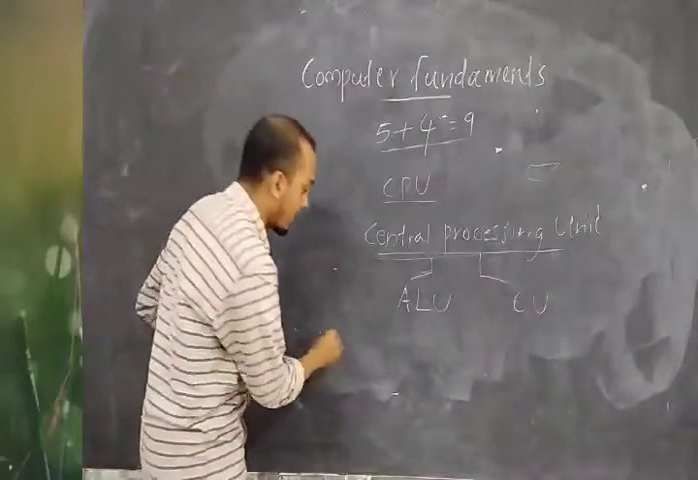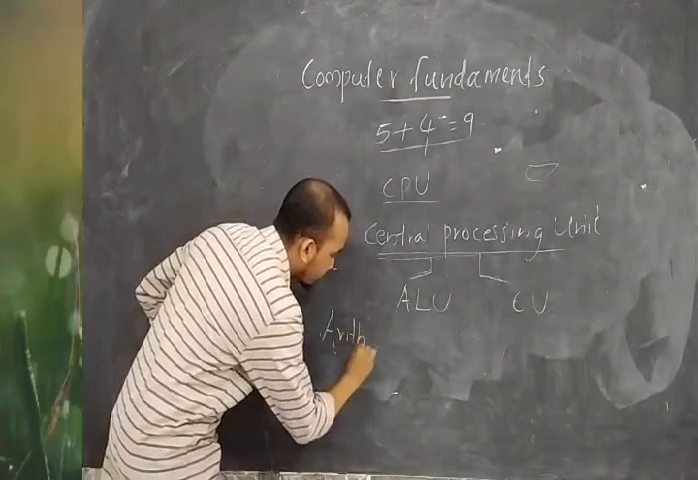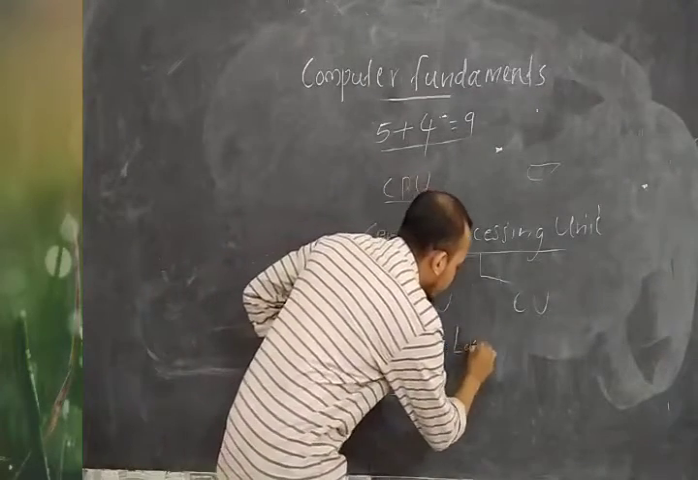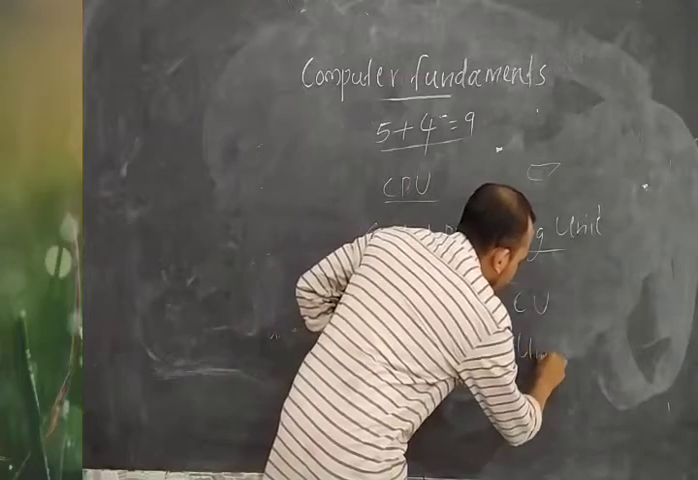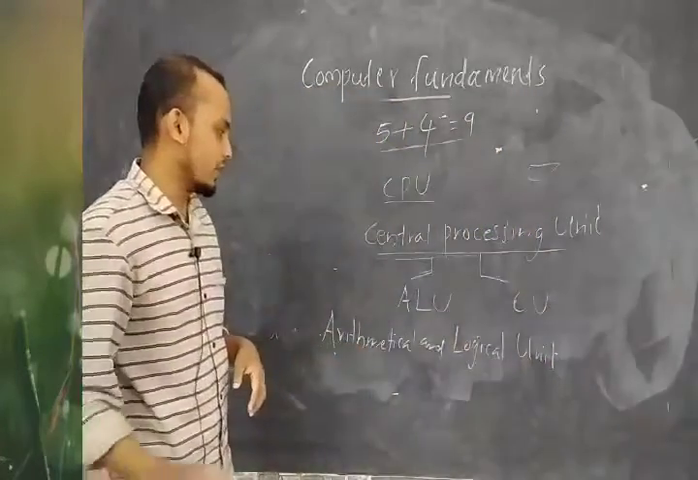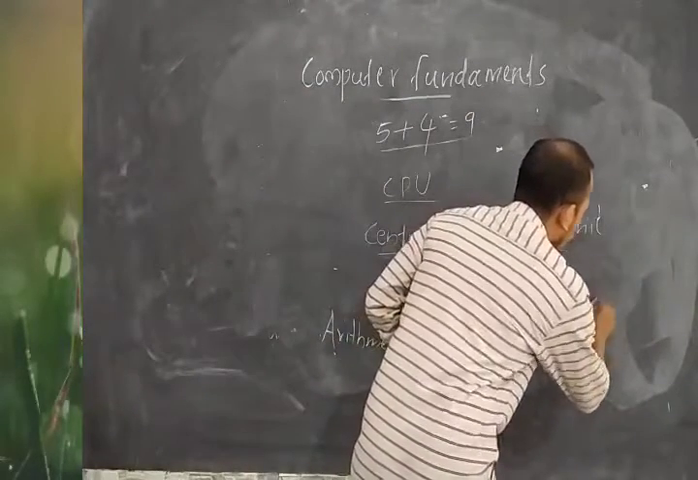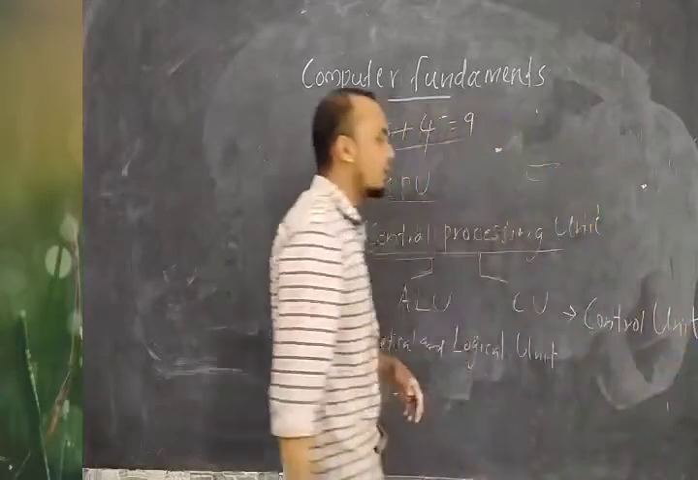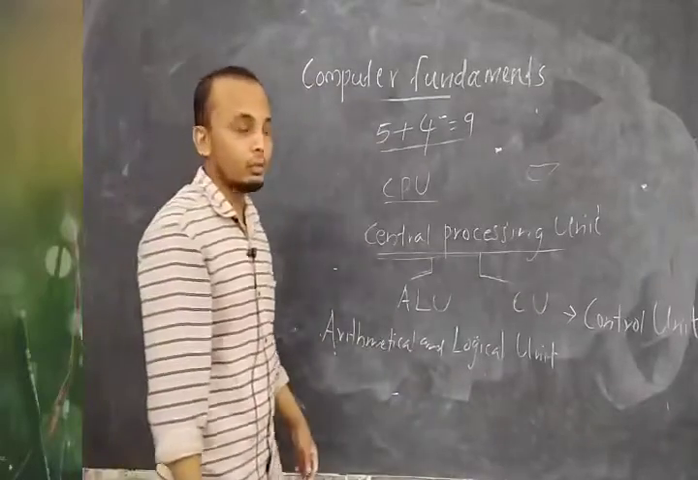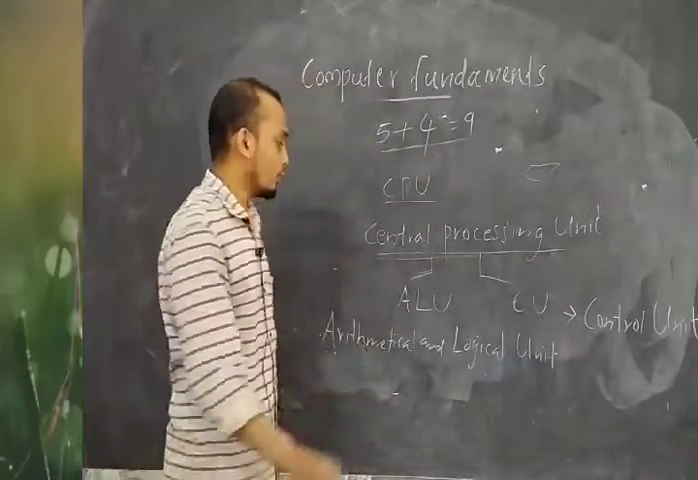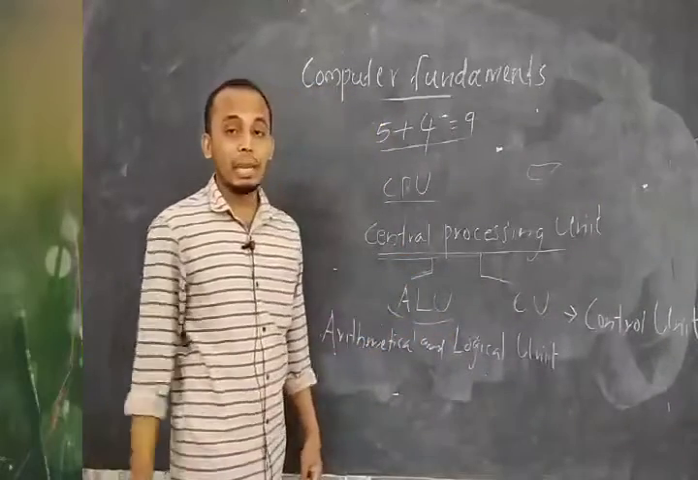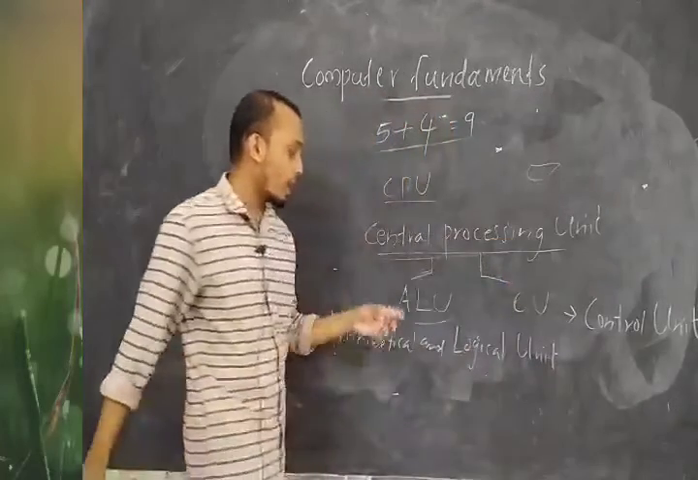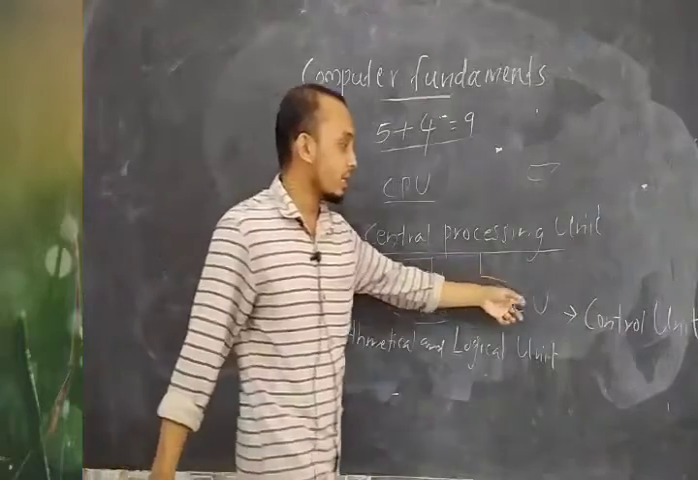What is the full form of ALU? Arithmetical and logical unit, arithmetical and logical unit. CU means control unit, control unit. Arithmetical and logical unit, then CU control unit. Okay, what is the duty of arithmetical and logical unit? Once again I am repeating, CPU has two parts. First one is ALU, second one is CU.